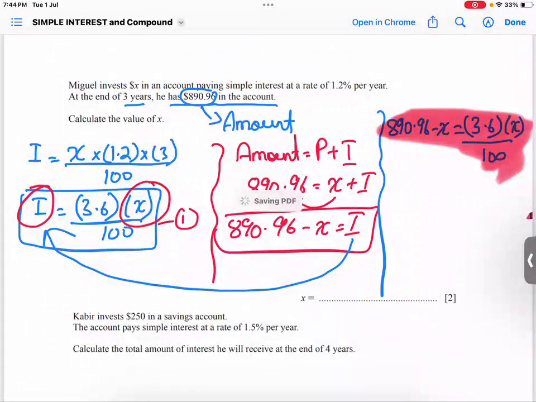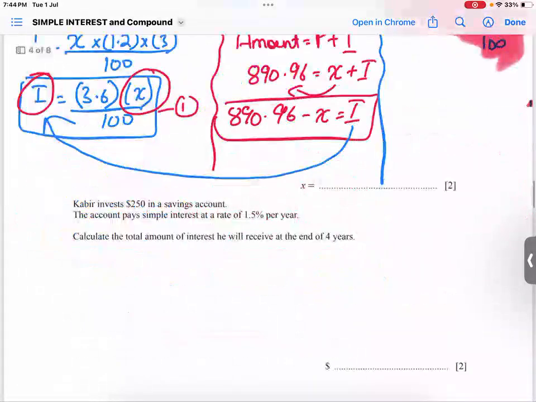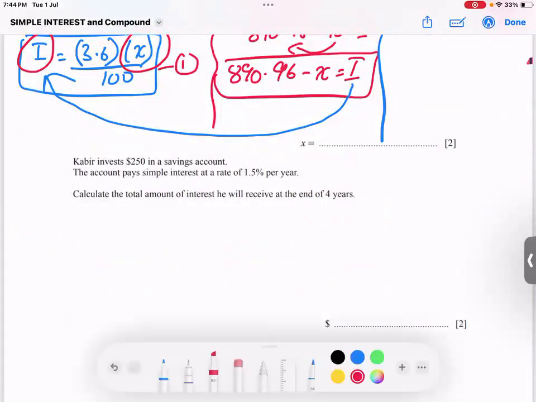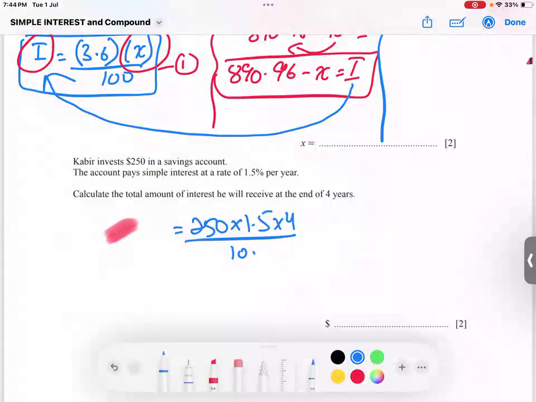Now, next question we have. Kabir invests $250 in a savings account. The account pays simple interest at 1.5 per year. Calculate the total amount of interest. Again, we need to find out the interest. Simple question. 250 multiplied by 1.5 multiplied by 4 divided by 100. The 0s will be cancelled out. 5 5s are 5, 2 2s are 2, 1 2s are 2. So we have to simplify. So 5 multiplied by 1.5 multiplied by 2 will give us 15. So the final answer of this part is 15.